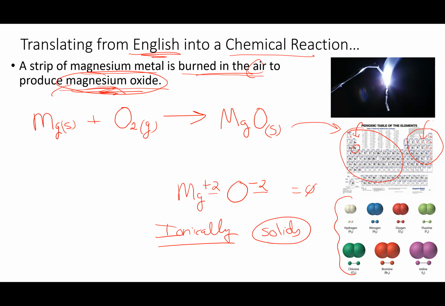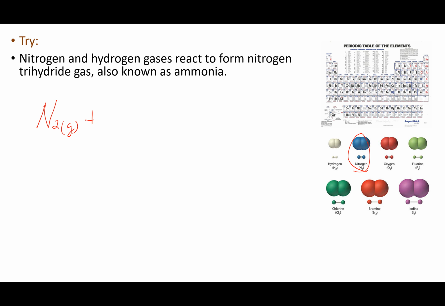Okay, nitrogen and hydrogen gases. So nitrogen gas. Why is this an N2? Because nitrogen is one of those diatomics. Where are you, nitrogen? There you are. Hydrogen gas, H2 gas. Again, it's one of the dirty seven, the diatomics.